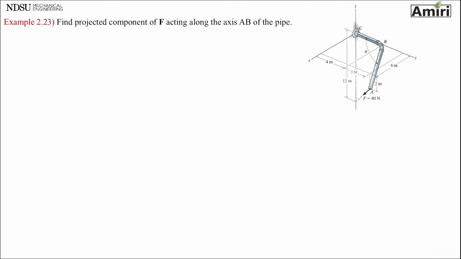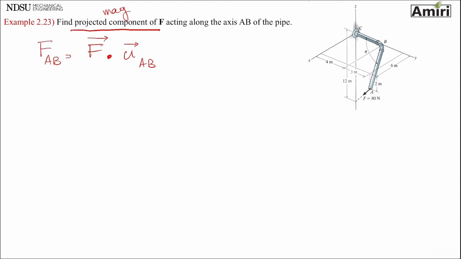Let's look at another problem. Find projected component of F acting along the axis AB of the pipe. Find projected component. Remember, magnitude. Now you should be getting familiar with that term, projected component along a line. That means using dot product of that force by unit vector of the direction. This is the governing equation. This is the main equation that we're after.